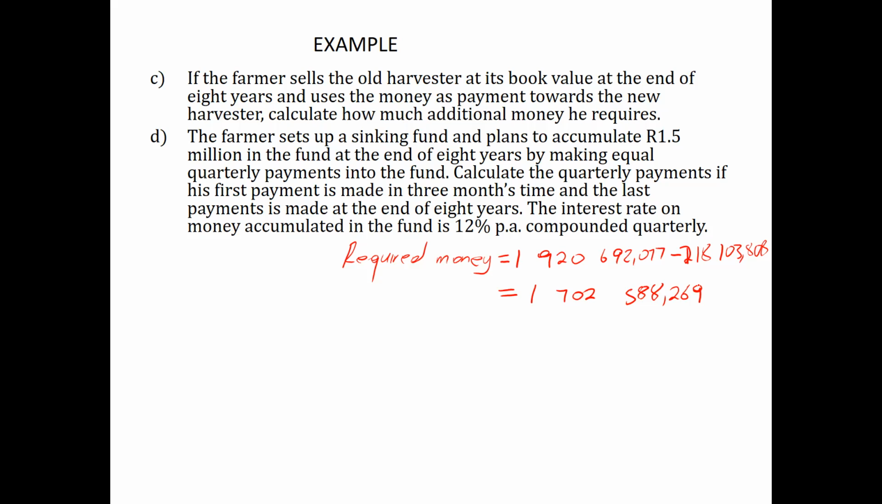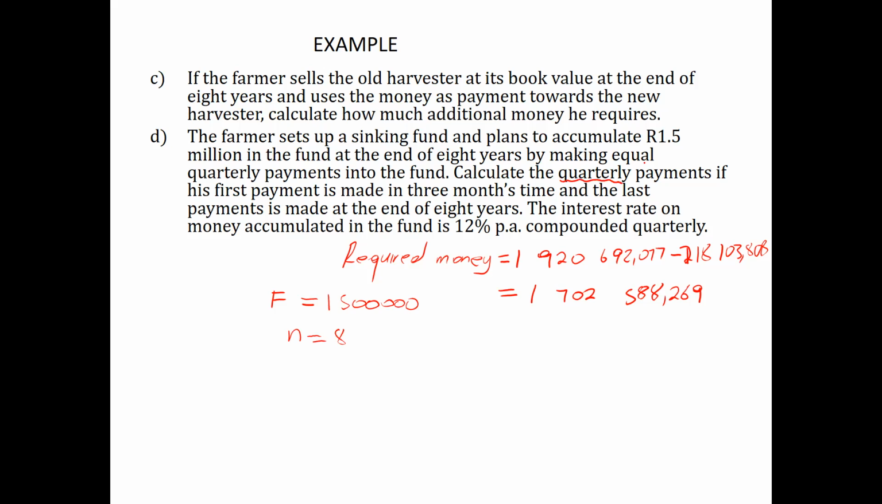Now let's see what D says. D says the farmer sets up a sinking fund and plans to accumulate 1.5 million. So the farmer is planning to accumulate 1.5 million. So that 1.5 million is simply F. All right. And then it says, well, at the end of 8 years, so we know that n will simply be 8 because we will be making 8 payments, all right? And then they say calculate quarterly.